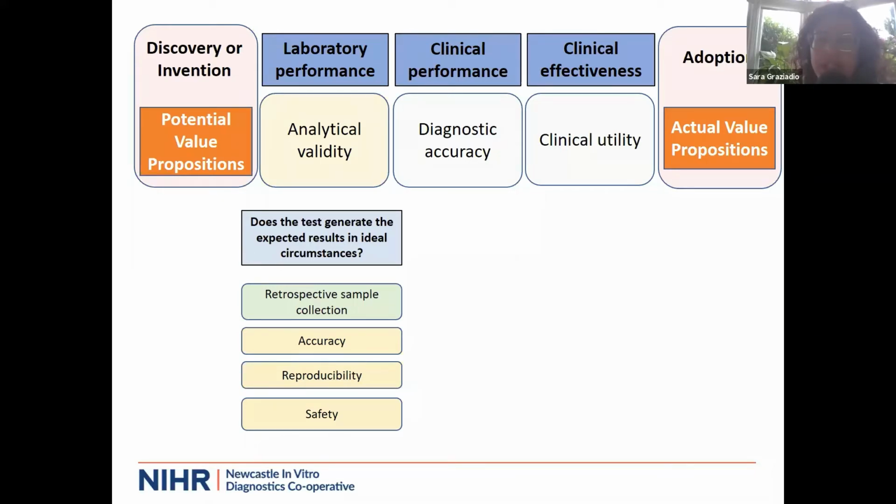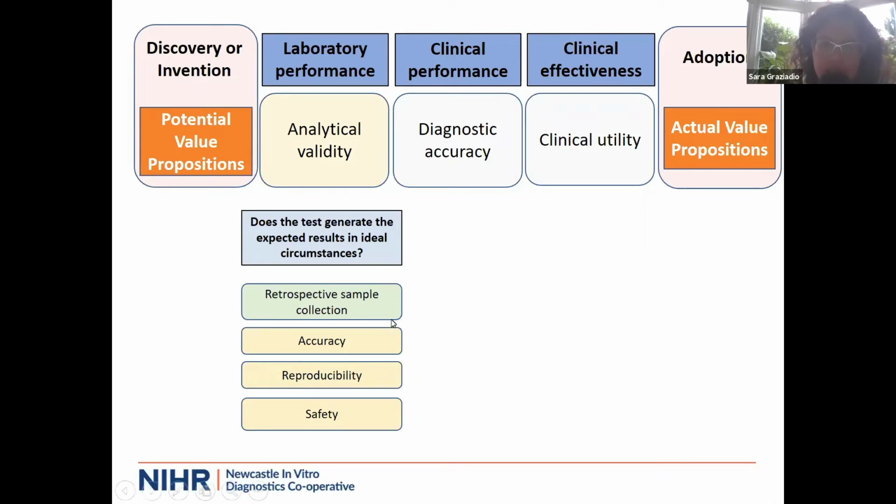It's an ideal circumstance because usually you use retrospective sample collection, where you select only the samples where definitely you've got the disease or definitely don't have the disease. Or you can use case control studies, where you are just selecting the black and white situations, not the gray in the middle that is characteristic of a clinical setting. If you don't have very good results in these ideal circumstances, it's very unlikely that, progressing into the clinics, you would have better results, possibly impossible.